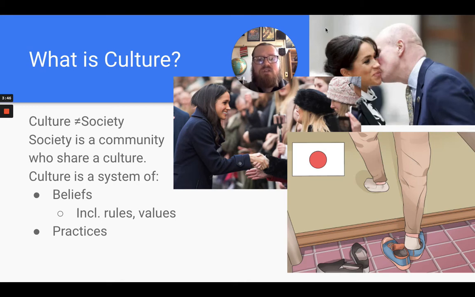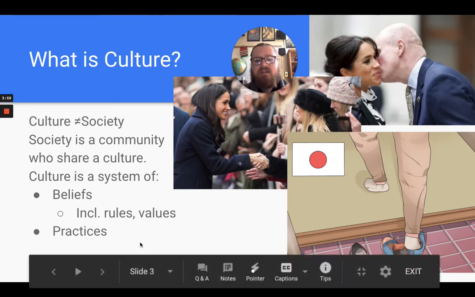You might have noticed that the woman in both of these pictures is the same woman, right? But her practice is different depending on what culture she's operating within, right? Which society, which group of people she's interacting with.